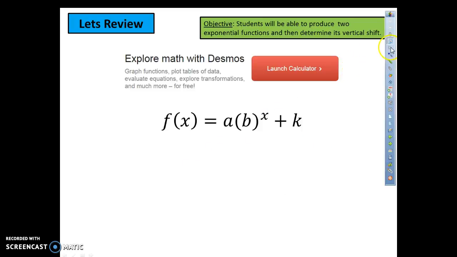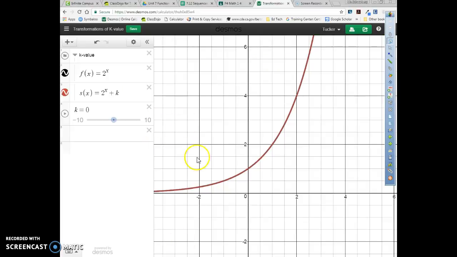So what I want to do is I want to explore with Desmos just to kind of give you a visual about this. Here I have my parent function in the color black, and I have added this function here to show you what the k value does. So notice my function is exactly the same, except this one, the red function, has a k value. So watch as my k value increases. When my k value increases, the red function is going up.